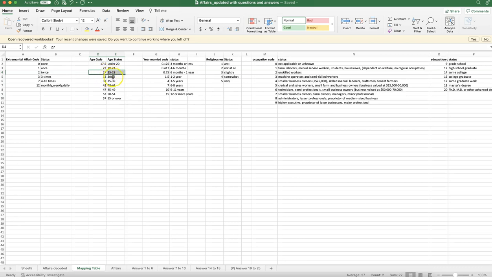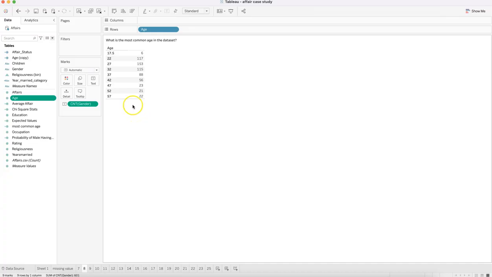32 is between 30 and 34, so 32 they have taken. Similarly 37, 42, 47, 52. So you can get an idea about it once you know the mapping table.